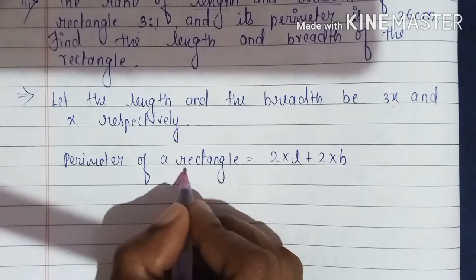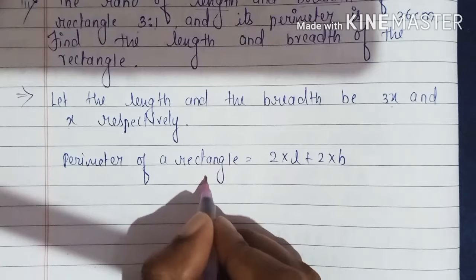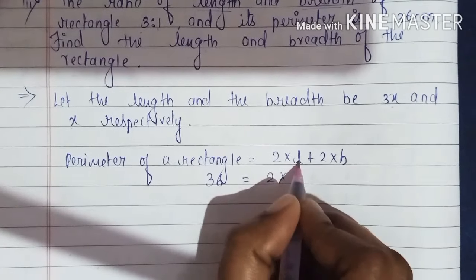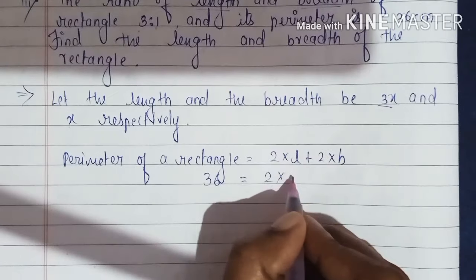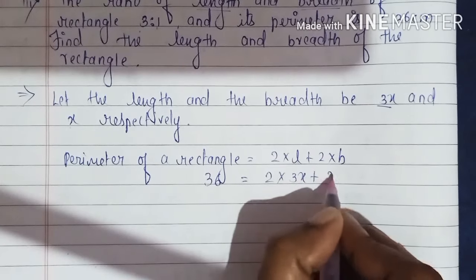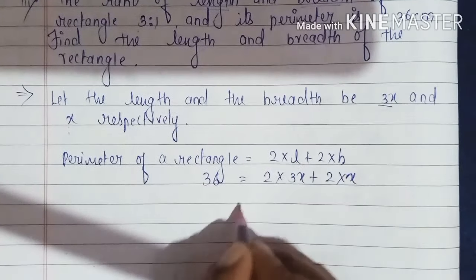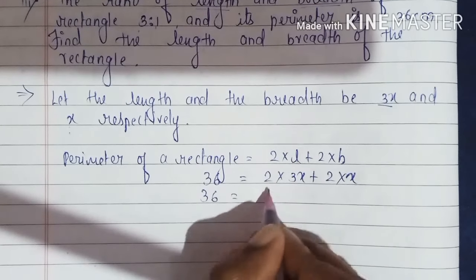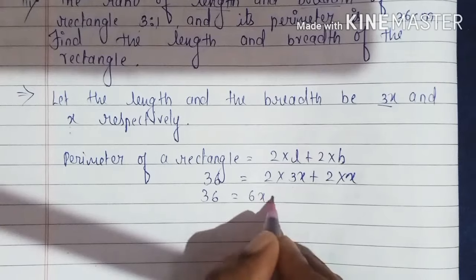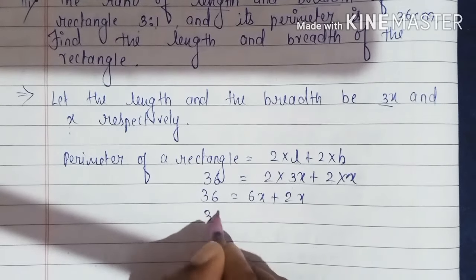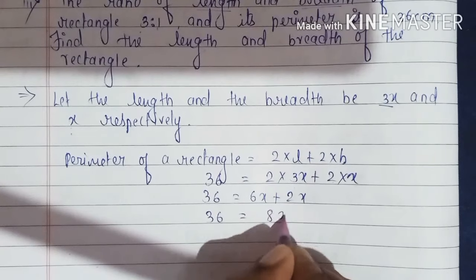The value of perimeter is 36. So here we will write 36 and here 2 multiplied by length. Length is 3x plus 2 multiplied by breadth. Breadth is x. So here we will get 2 3s are 6, 6x plus 2 into x, 2x. And this 6x and 2x will be 8x.